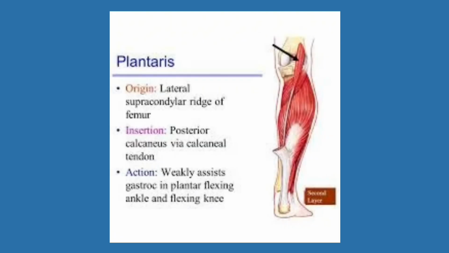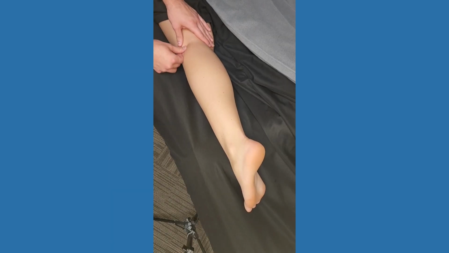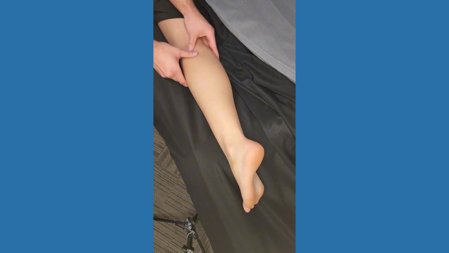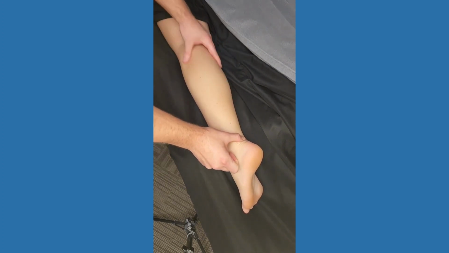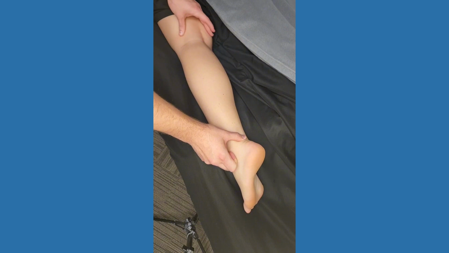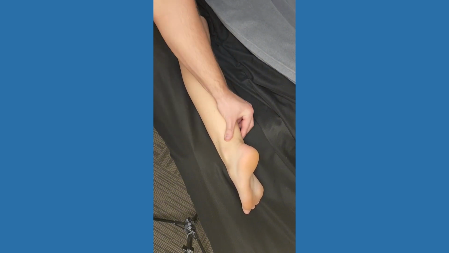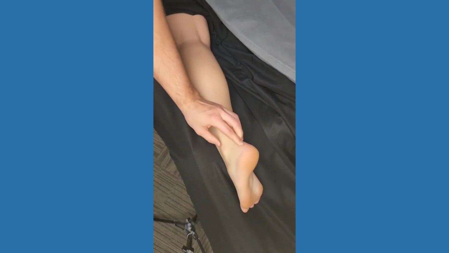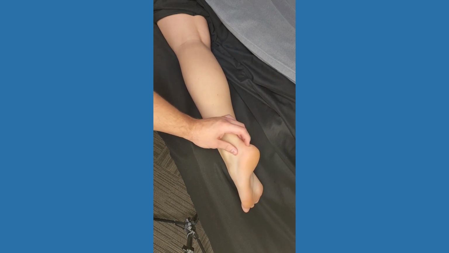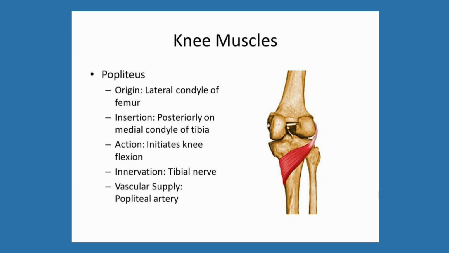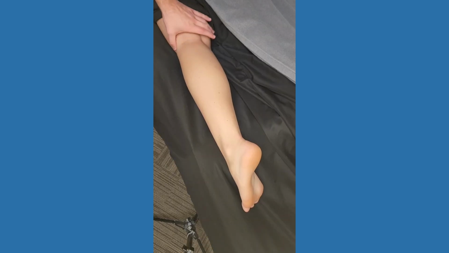Plantaris originates the lateral supracondylar line of the femur and will insert at the calcaneus via the calcaneal tendon. The popliteus originates at the lateral condyle of the femur and inserts at the proximal posterior tibia.